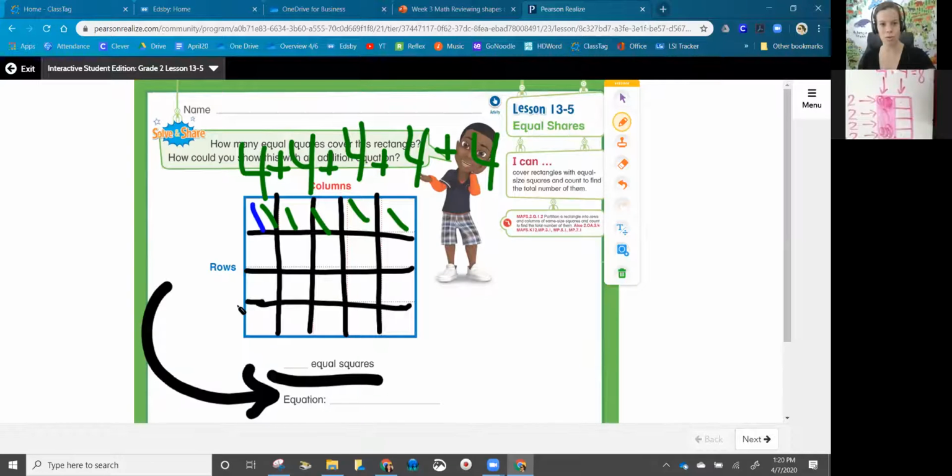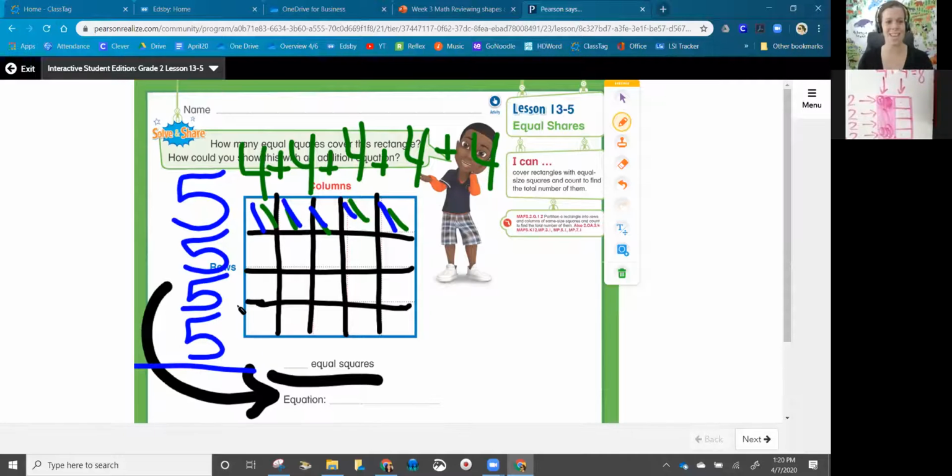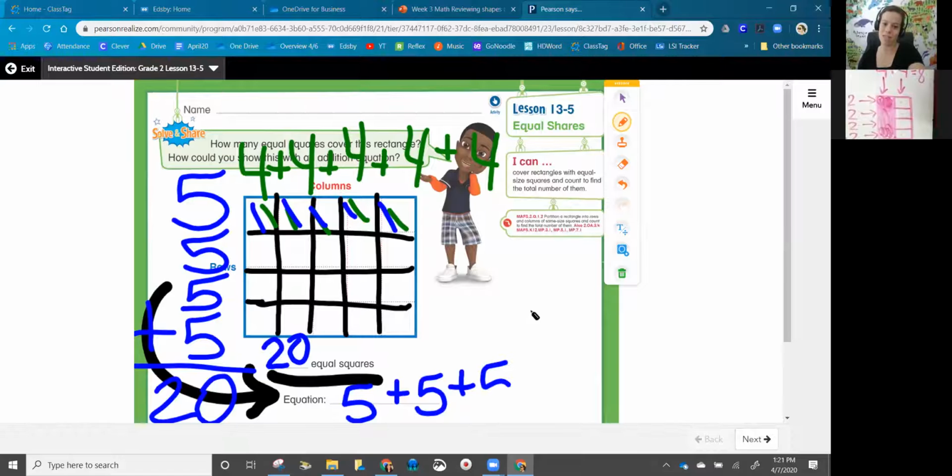How many in a row? 2, 3, 4, 5. Oh, that might be faster. 5 plus 5 plus 5 plus 5. I like adding with 5s. I'm going to do that one instead. What is that? 5, 5, 5, 5. 5 plus 5 is 10. Another 10, it is 20. So my answer is that there are 20 equal squares, and I preferred to do 5 plus 5 plus 5 plus 5. That was my equation that helped me.